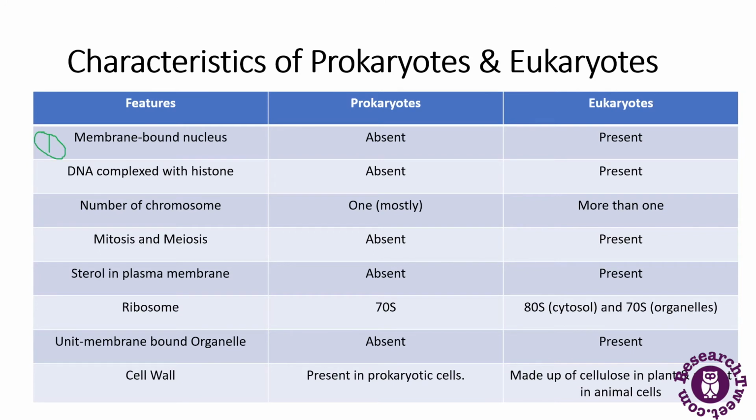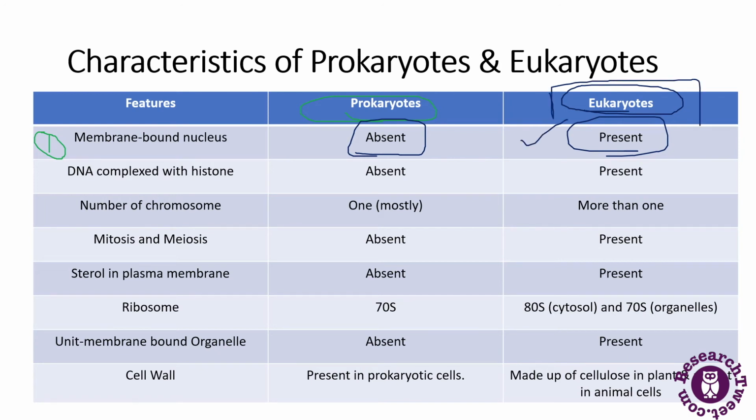So, we have already discussed that prokaryotes do not have a membrane bound nucleus and they lack the membrane bound organelles in the cell. But in the case of eukaryotes, which include the plant cells and the animal cells, they have the membrane bound nucleus, or they have the nuclear membrane.